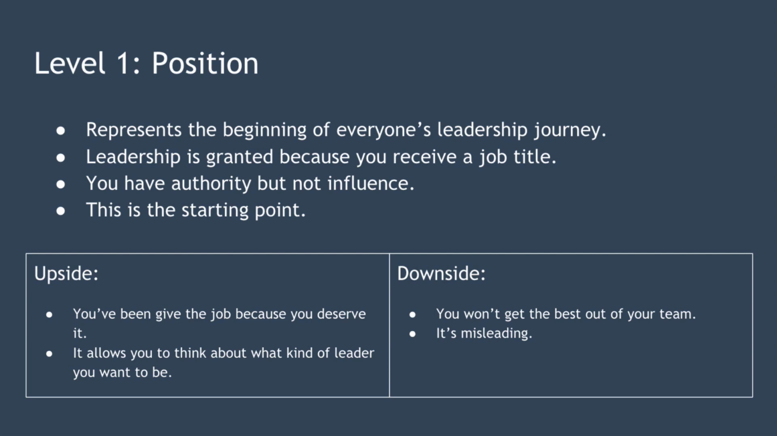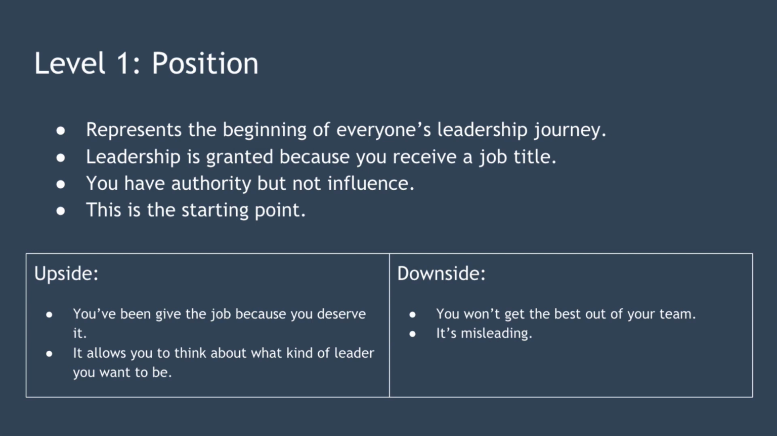As such, it's important not to see being given a management job title as your goal. Instead, try to see it as the starting point. So some of the upsides of being a level 1 leader include you've been given a leadership position because you deserve it, and that's something you should celebrate. Also, it allows you to think about what kind of leader you want to be. So what's your style going to be? What are your values? You're at the very beginning of your leadership journey, so now is an excellent point to think about these things.